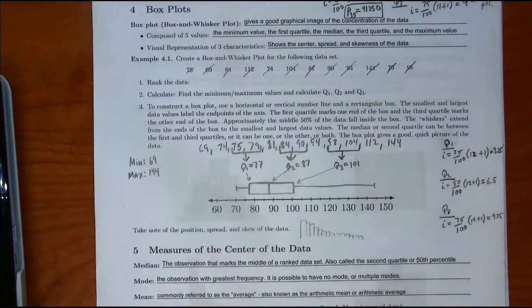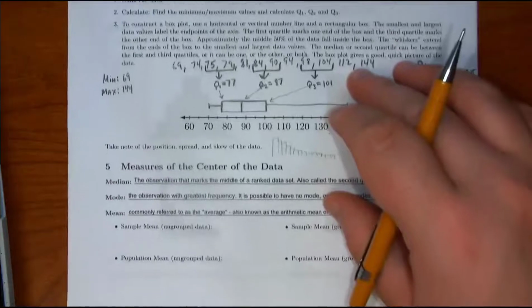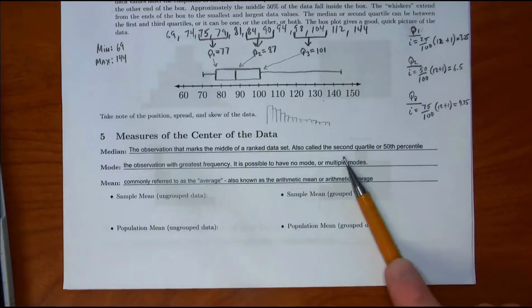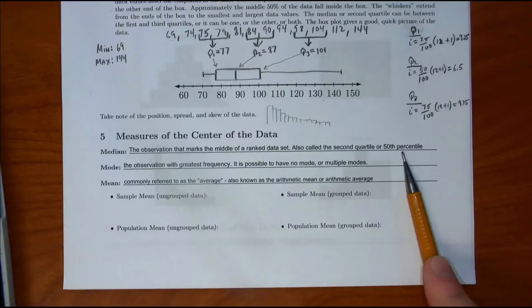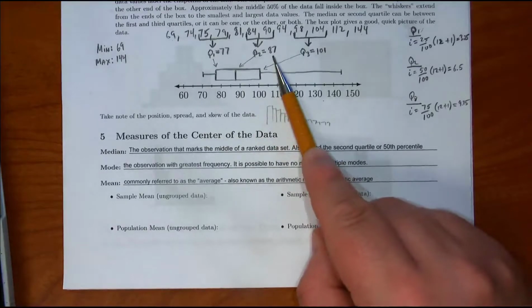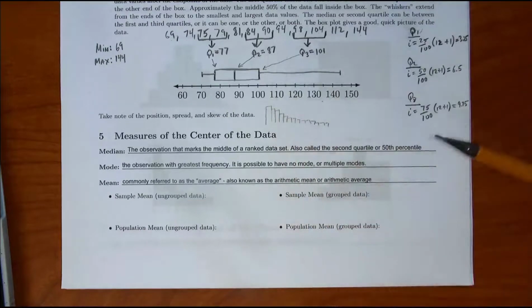Now, we did measures of location. Now, what about measures of center? Measures of center, you will be familiar with a couple of these. The median is the observation that marks the middle of a ranked data set. It's the same thing as the second quartile or the 50th percentile. So we just got through calculating a bunch of medians. Q2, that's also called the median. It's also called the 50th percentile. So nothing new there to calculate. It's just the exact same calculation from before.